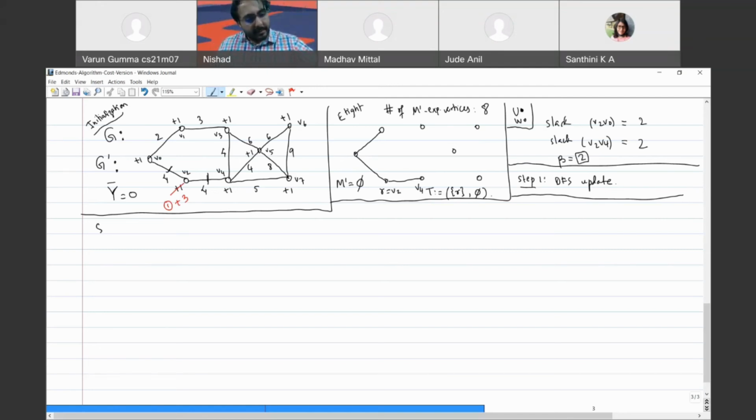So step 2 is augment the matching. We found an augmenting path which is a single edge v2 v4, and our new matching M prime is just one edge v2 v4.